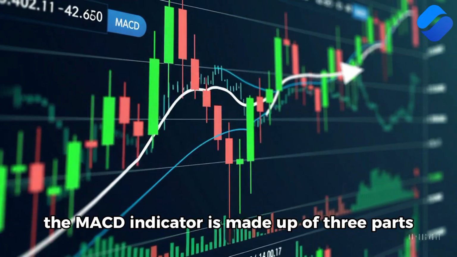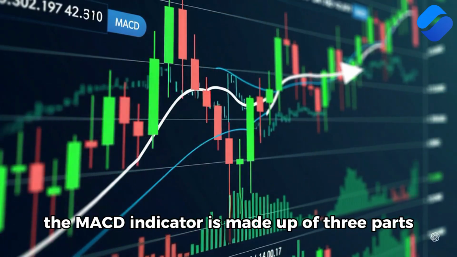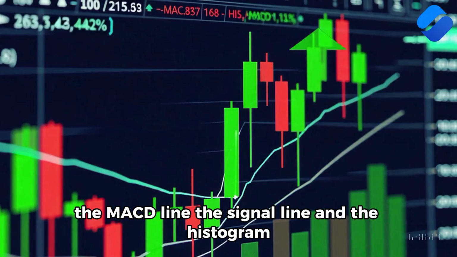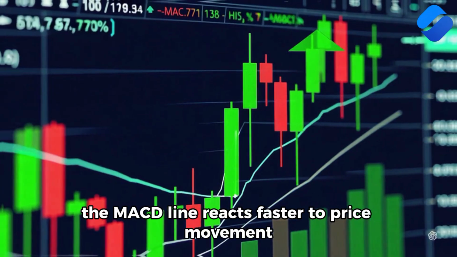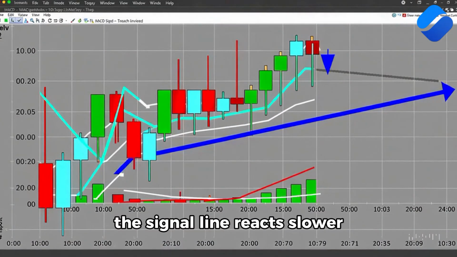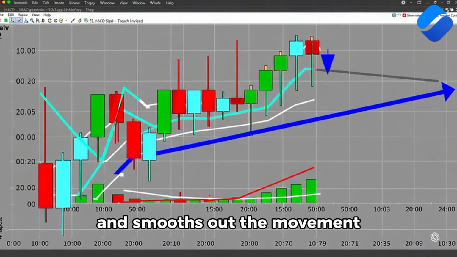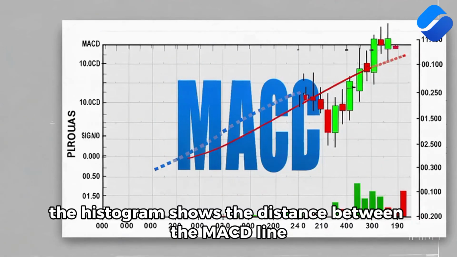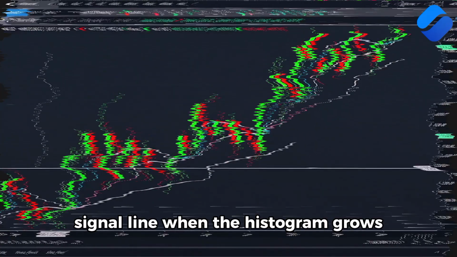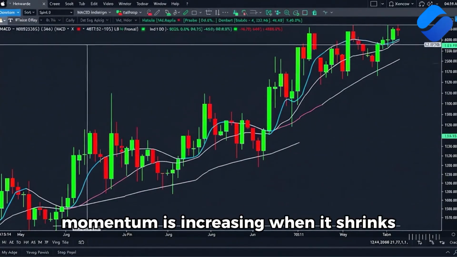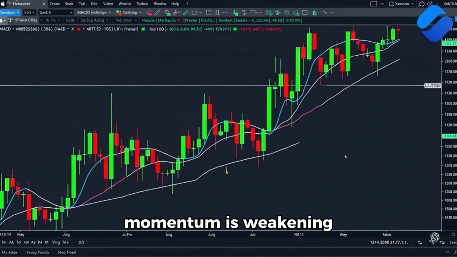The MACD indicator is made up of three parts: the MACD line, the signal line, and the histogram. The MACD line reacts faster to price movement. The signal line reacts slower and smooths out the movement. The histogram shows the distance between the MACD line and the signal line. When the histogram grows, momentum is increasing. When it shrinks, momentum is weakening.